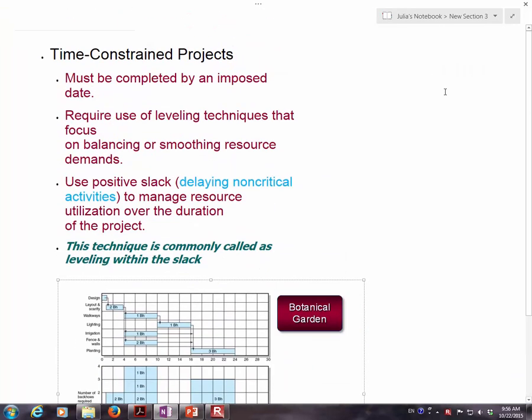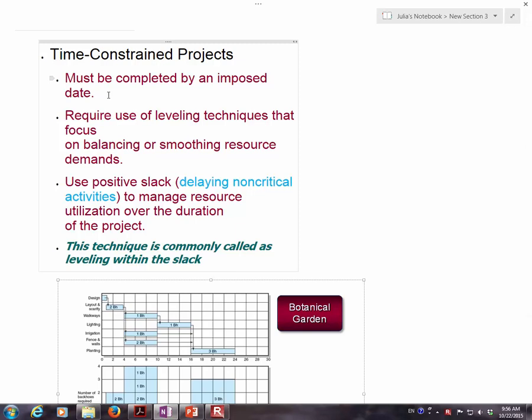This is Julia. Today's topic is time-constrained projects. Now, you should know there are two types of projects. The first one is time-constrained, and the second one is resource-constrained. For time-constrained projects, it must be completed by an imposed date. So the project finishing time cannot be changed.